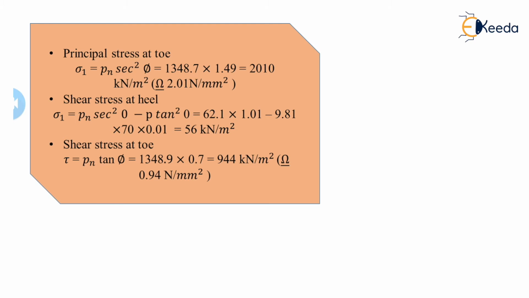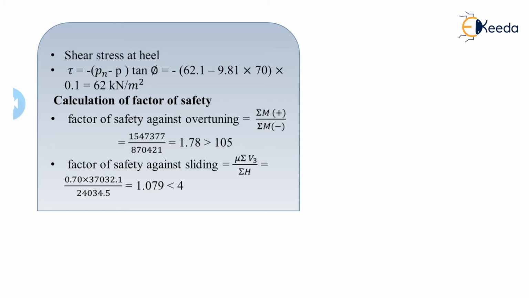Here, stresses at the toe, again Pn tan phi, tan phi is 0.7, the value will be 944 kilonewton per meter square. Shear stresses at the heel, again there is a water pressure acting on the upstream side. So the shear stress equation becomes C. Shear is always acting in a reverse direction, in the direction of the force. So the reverse sign will be given, minus bracket Pn minus P tan phi. Substitute the value. The final value will be 62 kilonewton per meter square.